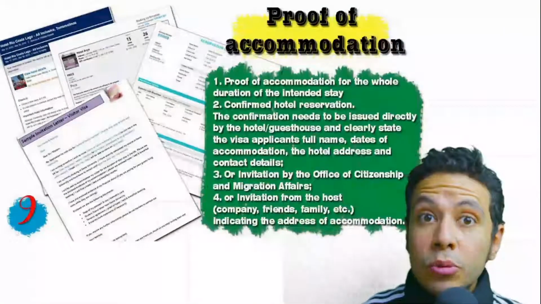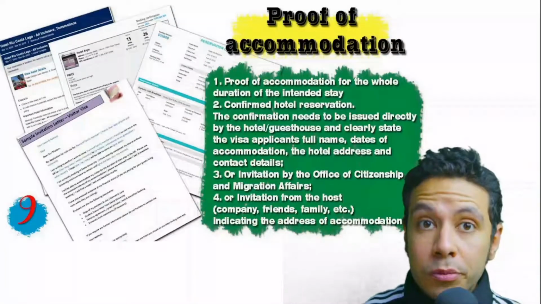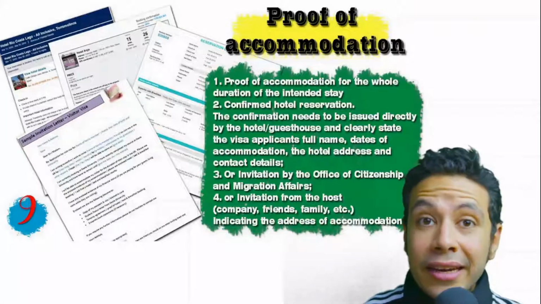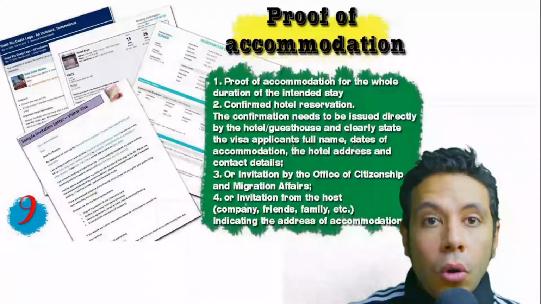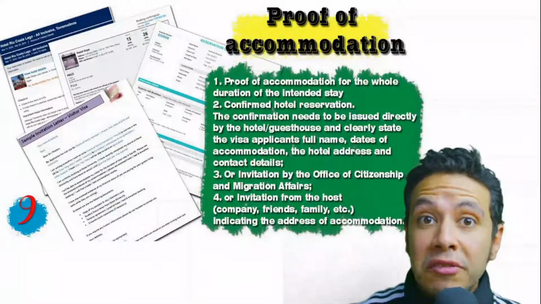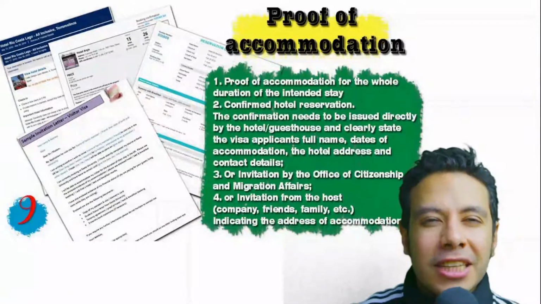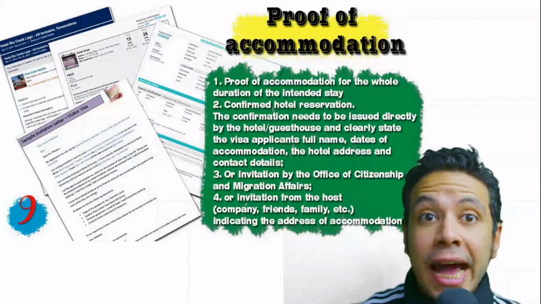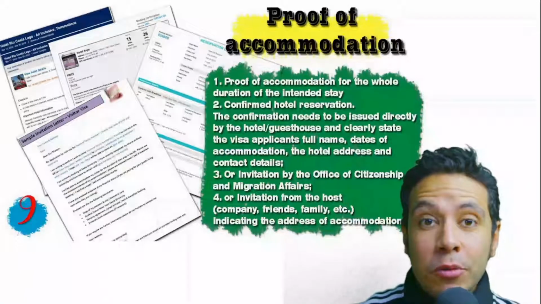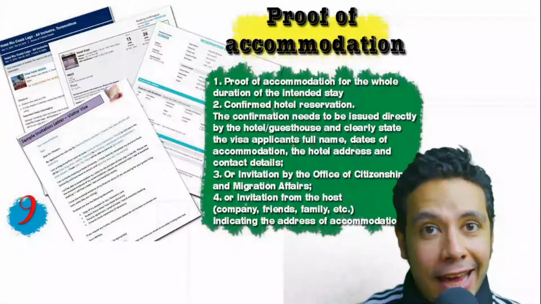You will also need to provide a proof of accommodation. It could be a confirmed hotel reservation, or an invitation from a host in this country, or an invitation from an organization you are visiting in this country. For a hotel or hostel, an initial booking is acceptable, but in some minor cases, you might need to provide a confirmed booking. Anyway, the name of your hotel must be mentioned, and the address and the contact number.